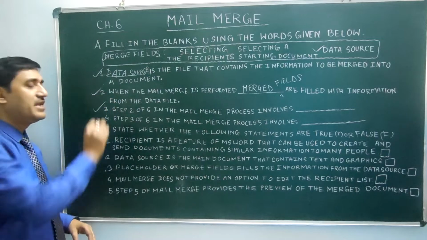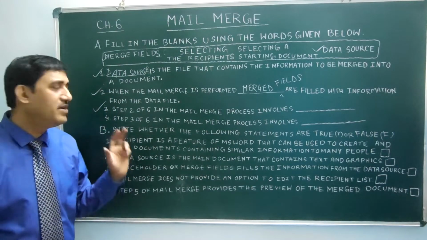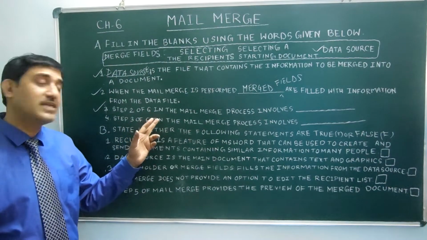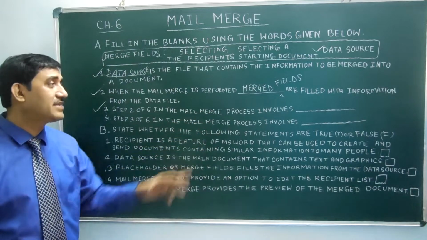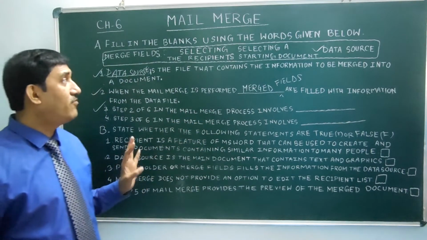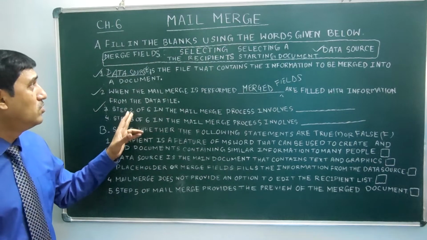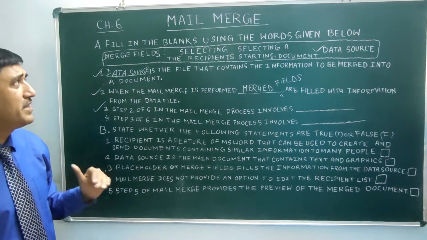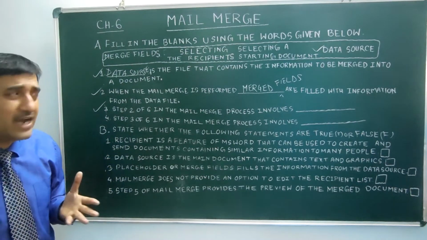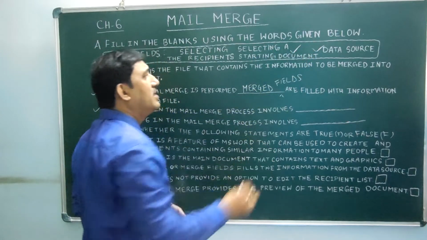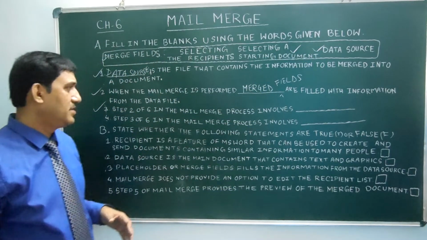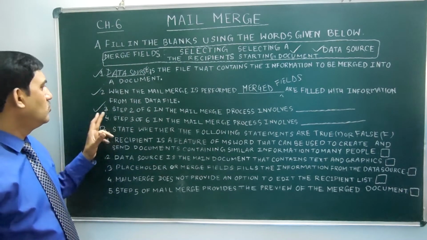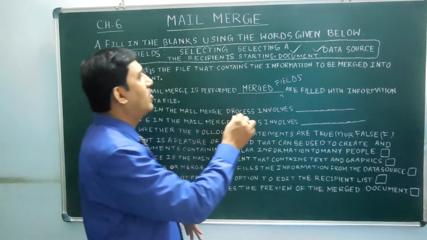Now we come to number 3. Step 2 of 6: there are steps up to 6 in the mail merge process involved. You must know the steps. Out of these options, two are left. Selecting the recipients, no. We have to go to selecting the starting document, because that is where you will start. You have done 1, so step 2 of 6 will be this one.